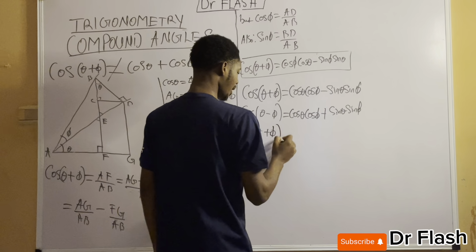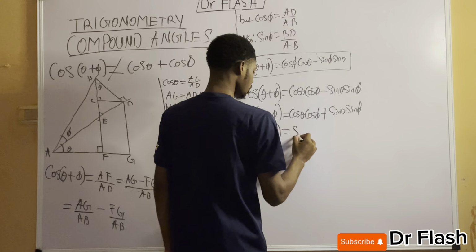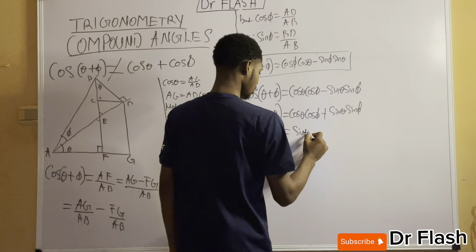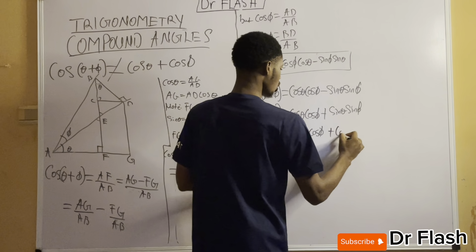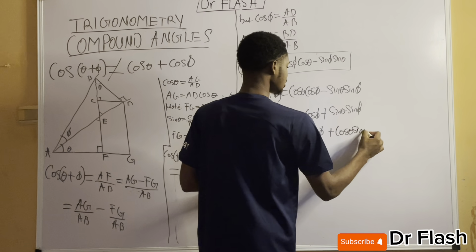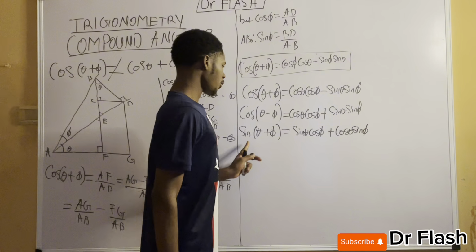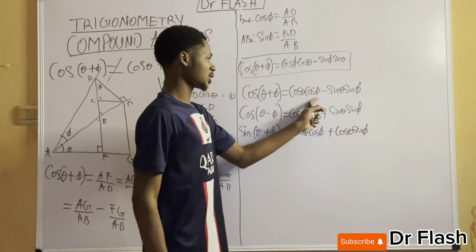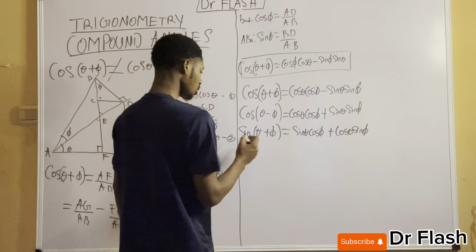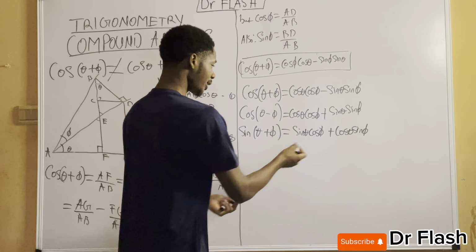And then the next one becomes sine of theta plus phi. That will give us sine theta cos phi plus cos theta sine phi. Notice the difference. For sine, we are having multiples of sine and cosine, but for cosine, we are having cosine first, followed by sine. That is the difference. So you find the trick that you use in memorizing these things.